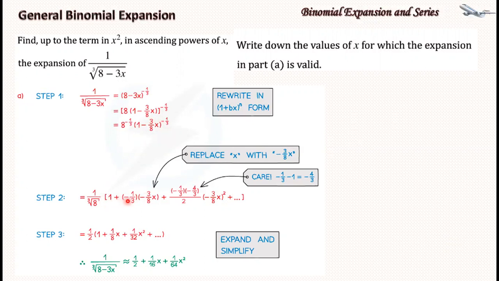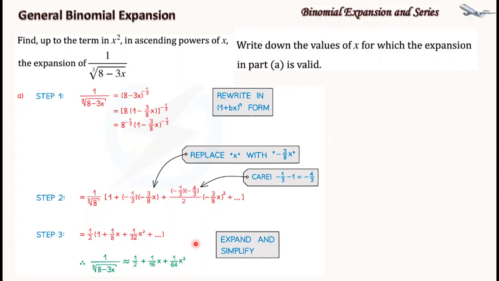So this gives me 1 plus, the power is minus 1 on 3 into minus 1 on 3 minus 1, which is going to give us minus 4 on 3, on 2 factorial, times (minus 3 on 8x) to the power 2. So when we simplify, this is what we are going to have. And finally, since they need just the terms up to the term with x squared, we have approximately a half plus 1 over 16x plus 1 over 64x squared at the end. And note that the cube root of 8 is 2. So this term here becomes 1 over 2 into all of this.